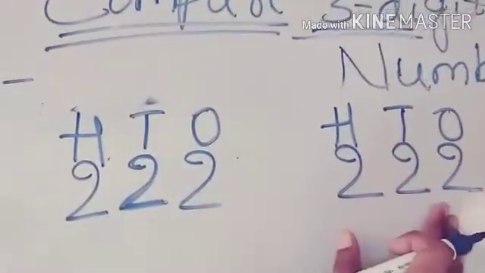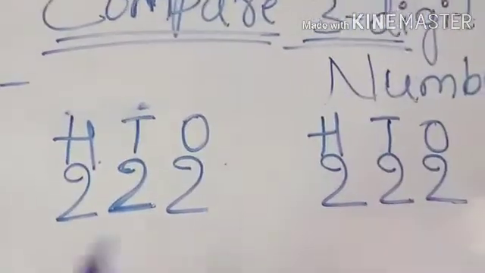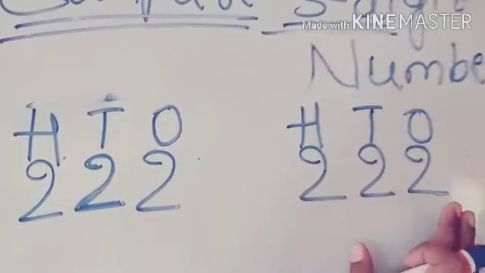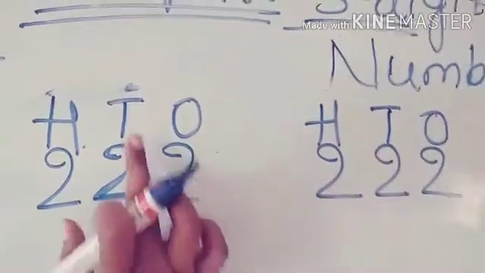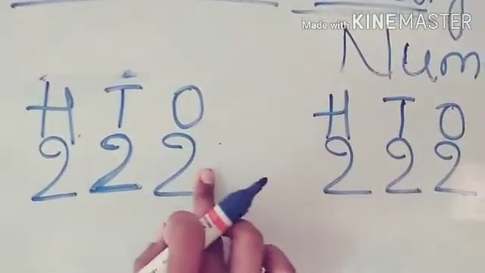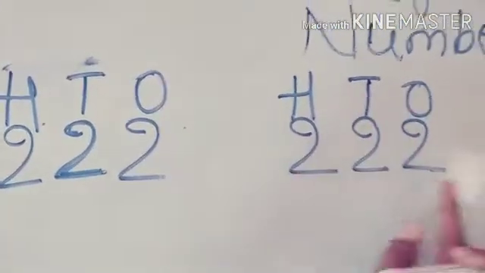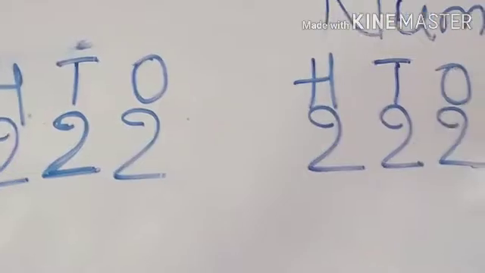Students, look at this example. Here we have two numbers. They are 222 and 222. 2 is in hundreds place and this 2 is in tens place and 2 is in ones place. Here also 2 is in hundreds place and 2 is in tens place and this 2 is in ones place.